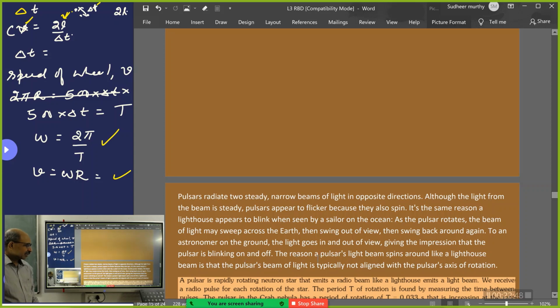The reason a pulsar's light beam spins around like a lighthouse beam is that the pulsar's beam of light is typically not aligned with the pulsar's axis of rotation. That is just it, it is going like this.